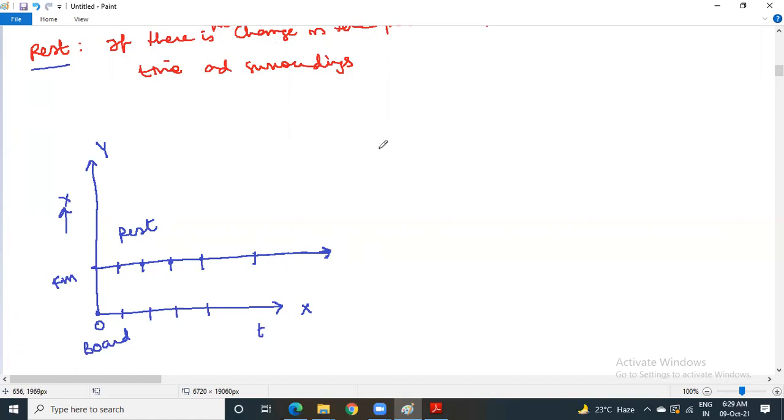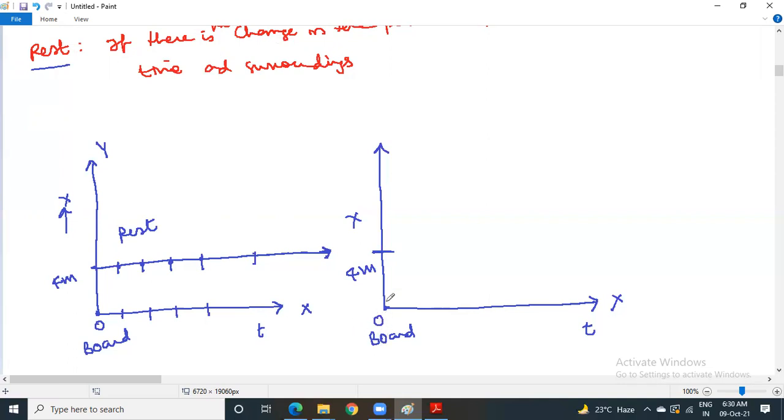Now let us also try to understand when do we say the object is in motion. So there must be change in the position. Once again, you take time along x-axis, and change in the position along y-axis. Suppose let us say you are in the last class of the day. You are again at 4 meters only. Once again, board is the reference. So O is the origin, or the reference point where the board is there.